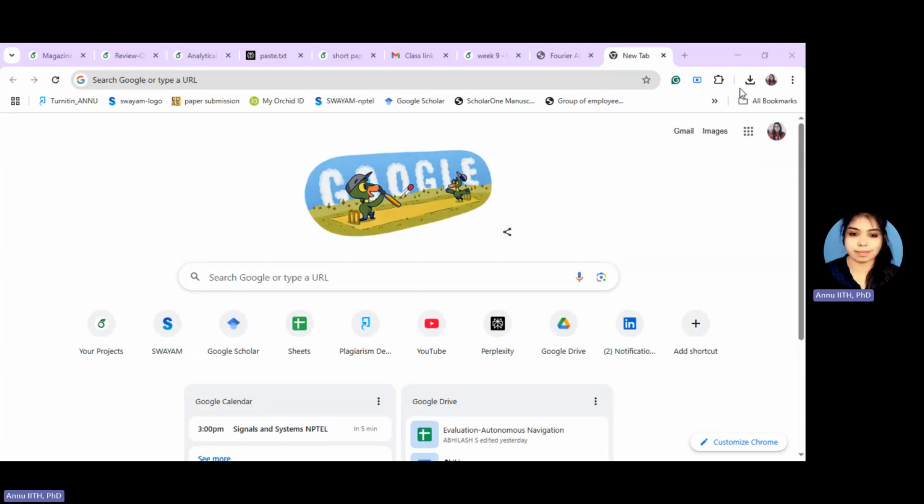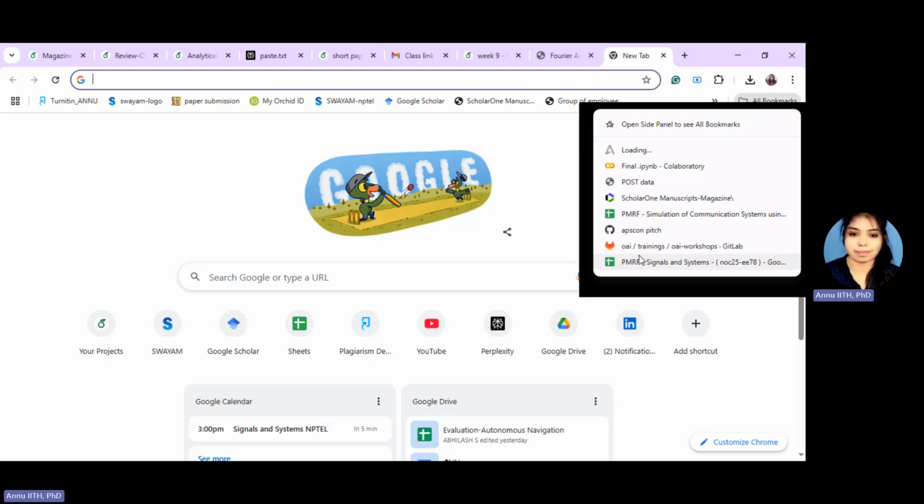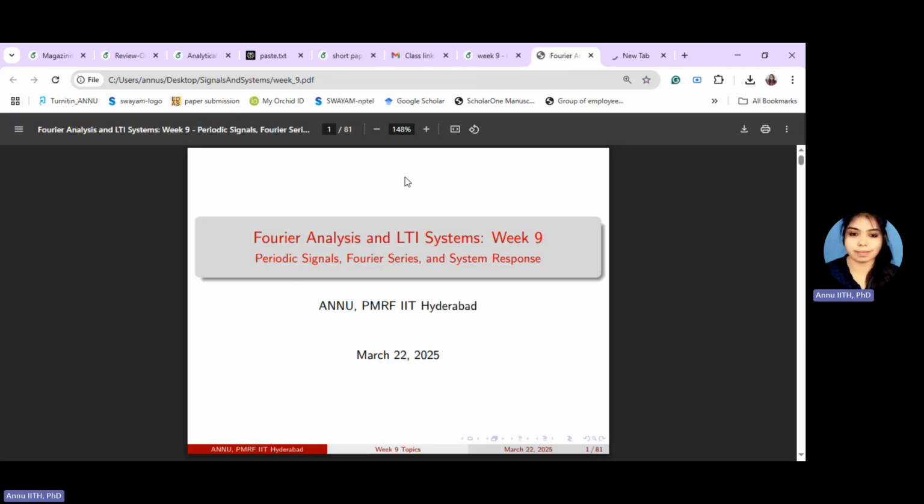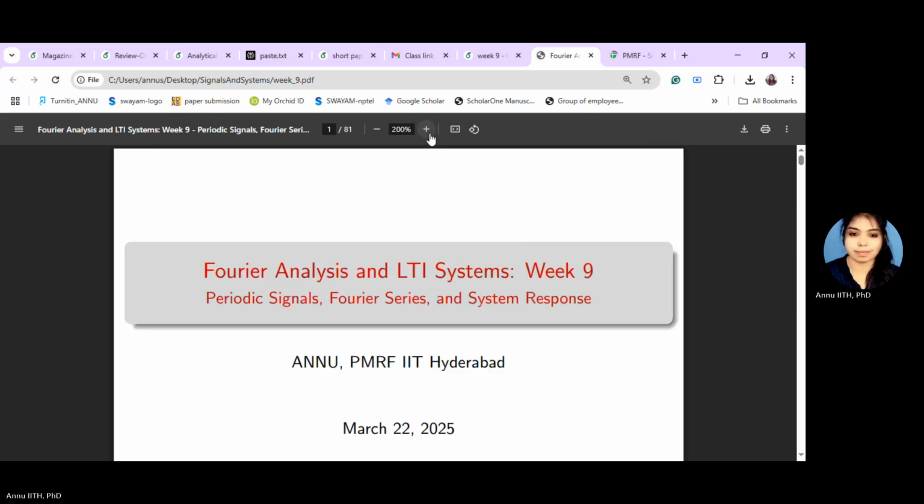So, what I suggest is please refer to these sheets. I'm starting with this only. And today, obviously, the content is this: Fourier analysis and LTI systems, week 9 content.